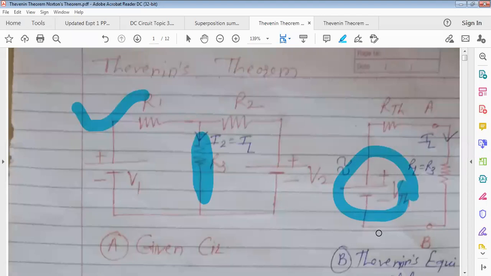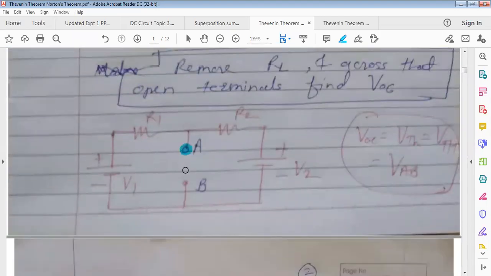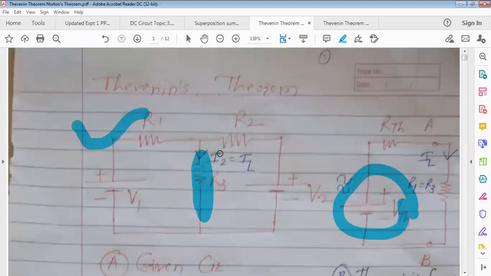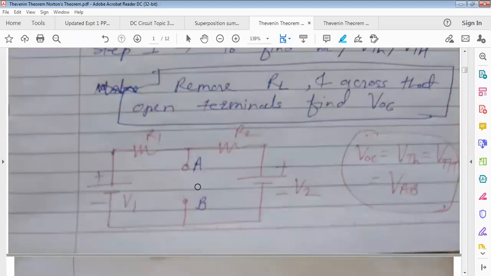What is VTH? Whatever is the load resistance in the given circuit, it was R3, RL, make it open. So the circuit will be like this, isn't it? The entire circuit remains as it is. See, what was the given circuit? V1 in series with R1, V2 in series with R2. The same circuit you have to draw. The only thing you have to do is remove R3 and make it open across this.